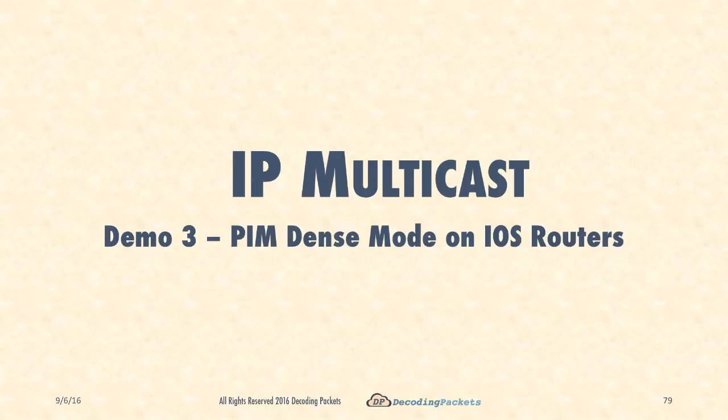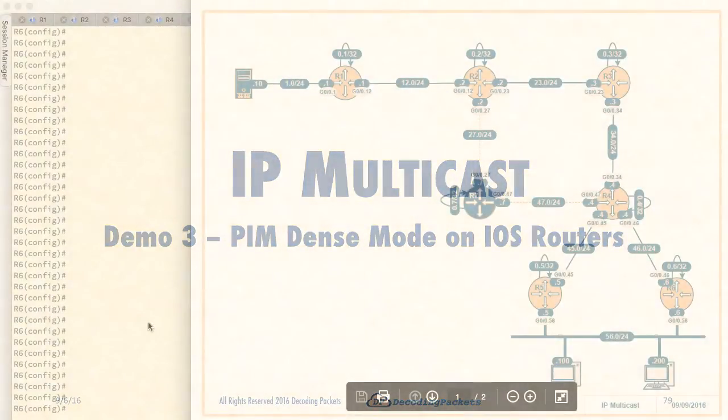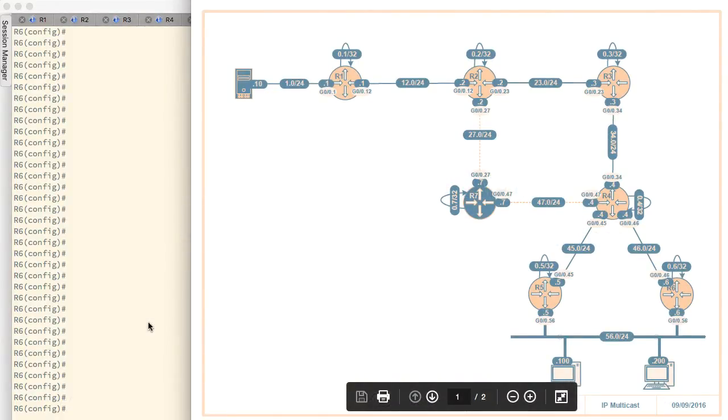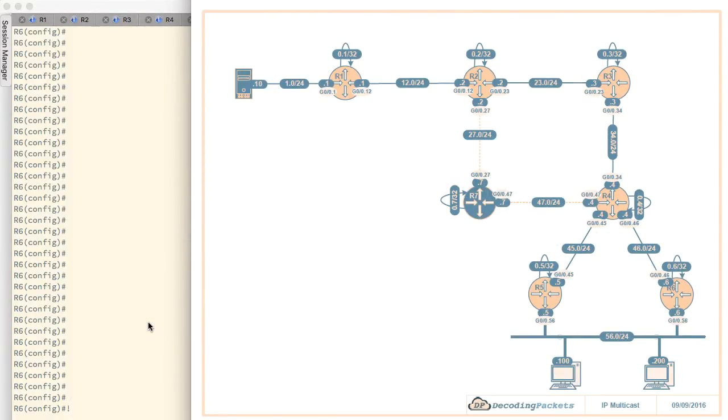It is time for another demo. This time it is PIM Dense-Mode on iOS routers. So without further ado, let's begin. Here is our topology that would be used. This is the same topology we've been using throughout this particular lecture series.